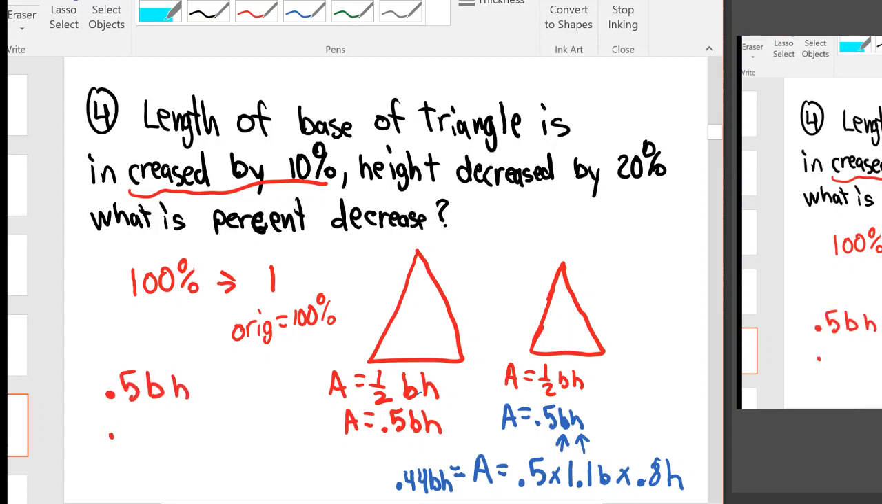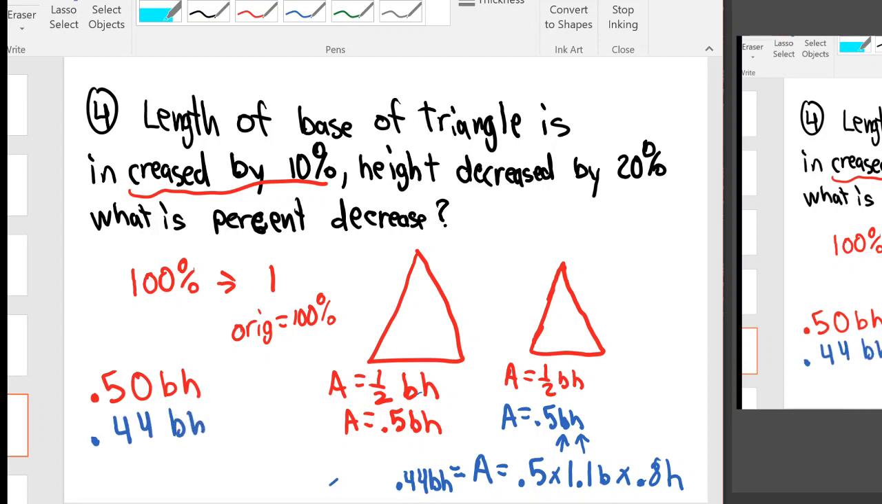So you have 0.5 BH, and this one is 0.44. Give myself a little space. This is 0.50 BH. This is 0.44 BH. And it asks for the decrease in percent. So if it asks me for the decrease in the area of the triangle, I'm going to get, let's see, looks like I made a mistake somewhere here.